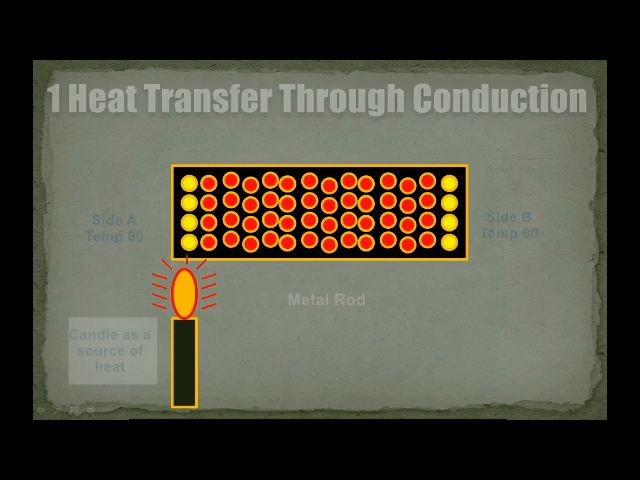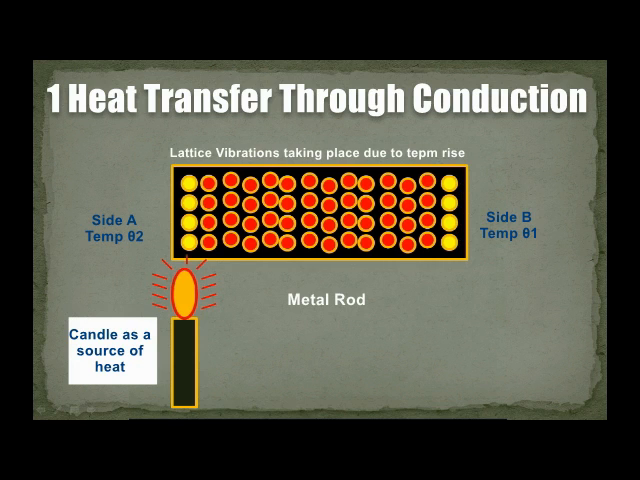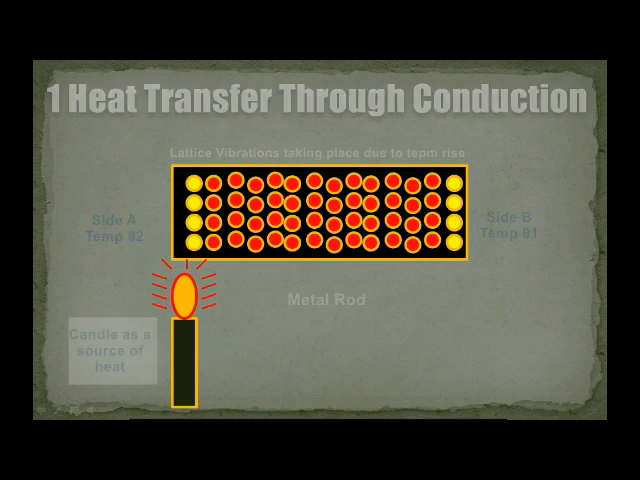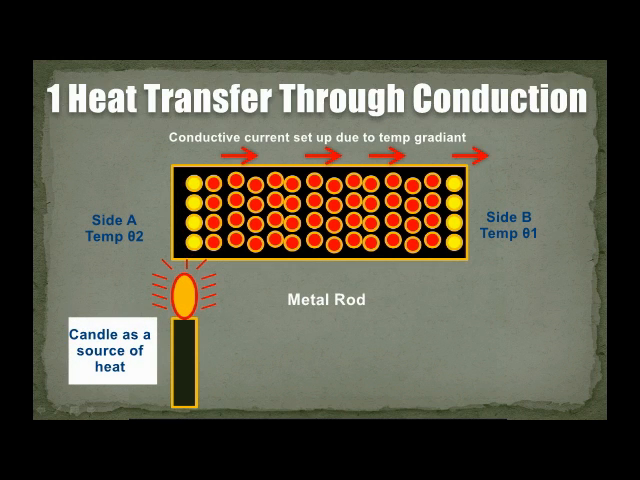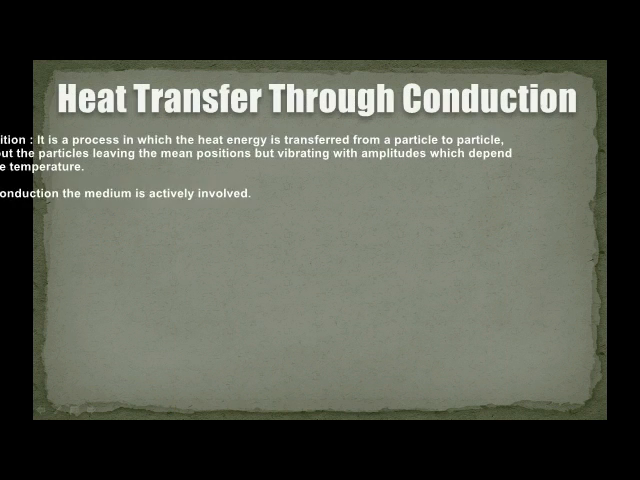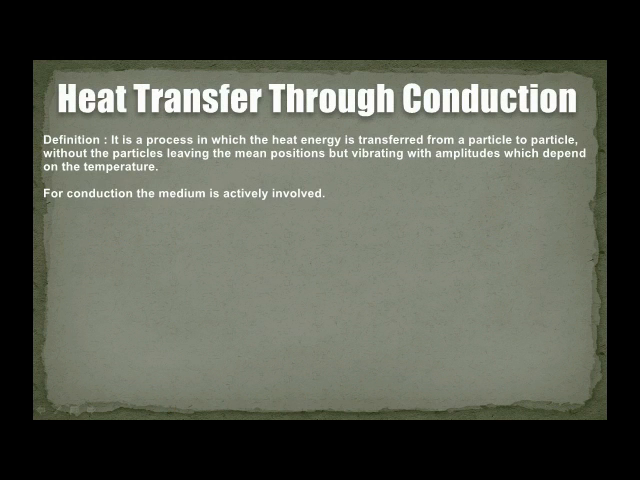After a certain while we will see that the molecules start vibrating about their mean position. After setting up a temperature gradient, a conductive current would be set up in the rod, and this is how conductive heat transfer takes place. So now let us see the definition of conduction heat transfer. It is the process in which heat transfer takes place from particle to particle without any particle leaving its mean position, but vibrating with amplitude which depends on its temperature.